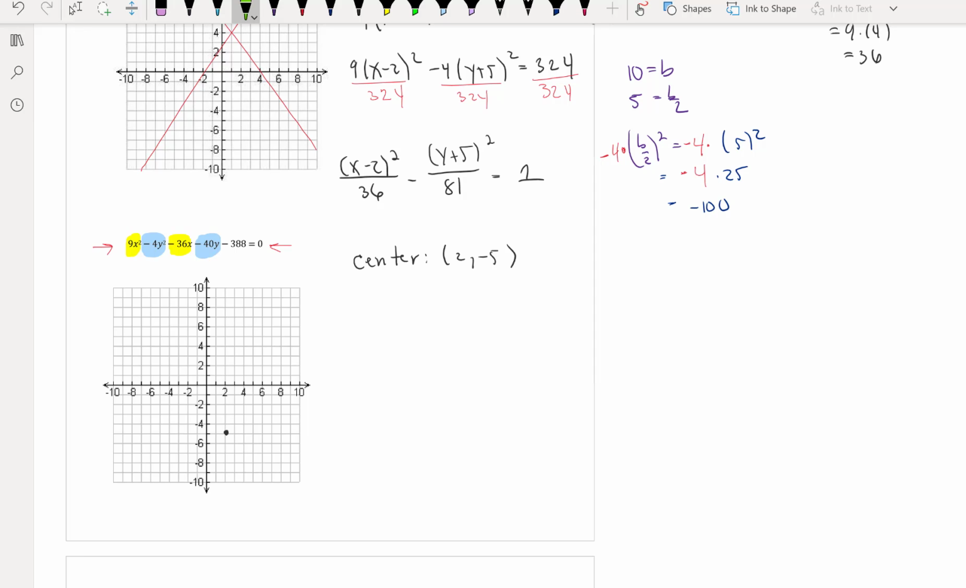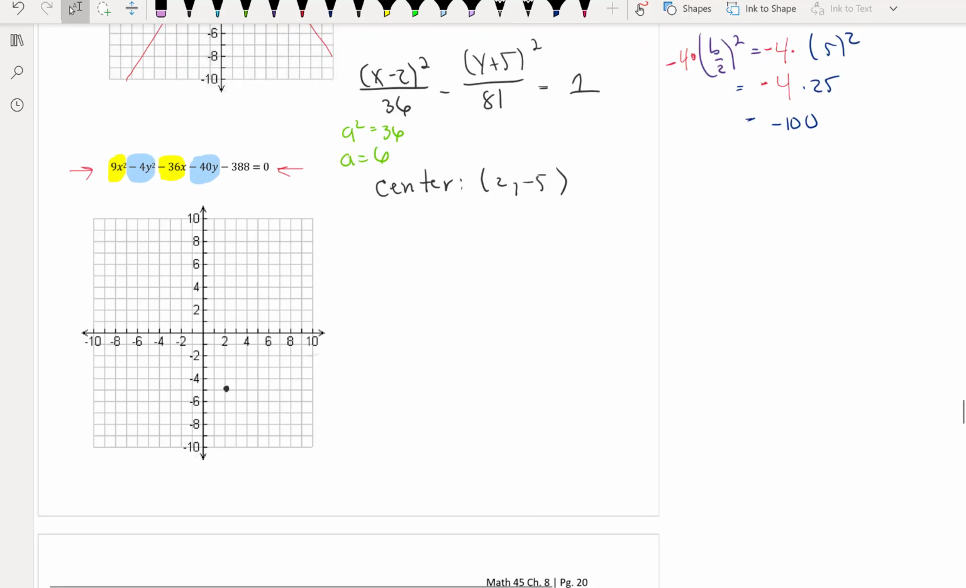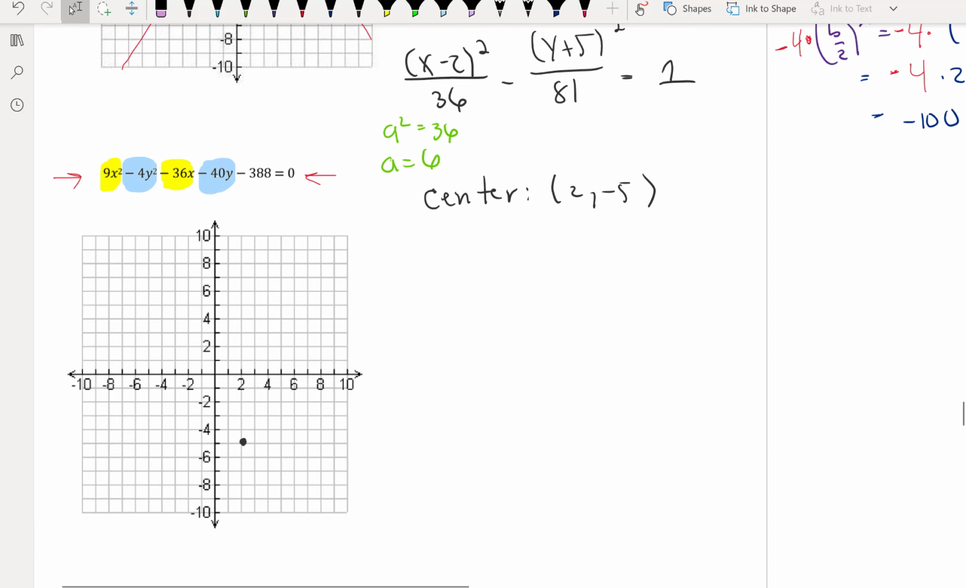I also know that my a squared is equal to 36. So a is equal to 6. So that means along the x-axis, I'm going to go to the right 6. So 1, 2, 3, 4, 5, 6. Now I'm going to go to the left 6. 1, 2, 3, 4, 5, 6. So that means my vertices are going to be 8, negative 5, and negative 4, negative 5.